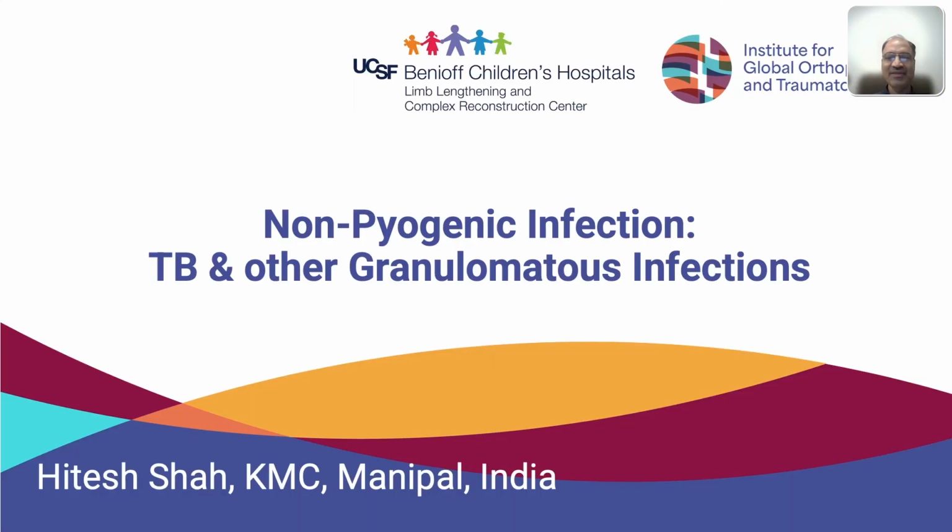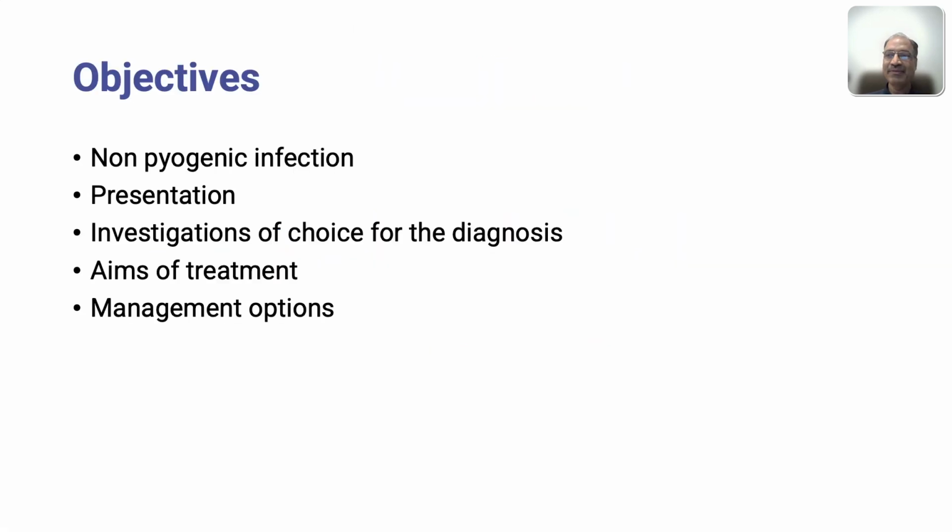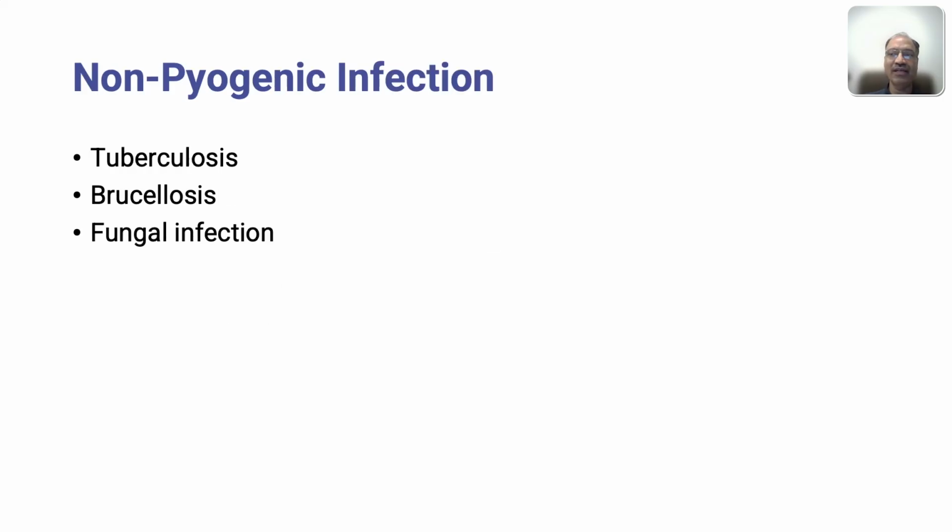Thank you, Sanjeev. From the beginning, we have been listening to acute osteomyelitis and chronic osteomyelitis. I move on to the next topic, non-pyogenic infection. Next slide. So I'm going to cover the non-pyogenic infection presentation, investigation, and management options. In this non-pyogenic infection, basically tuberculosis, brucellosis, and fungal infection are common. I will start with tuberculosis, which is very common.